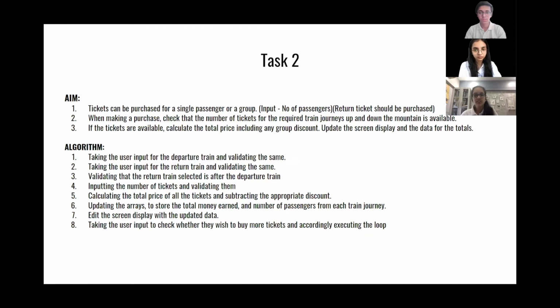The input is validated to check whether it meets the criteria for discount. If the discount criteria is fulfilled, then the discount is given to the passenger group. If not, then the price is calculated. After these procedures have taken place, the screen display is updated and the user is asked to confirm whether they would like to buy more tickets. And if yes, the loop executes again. If not, the loop breaks.